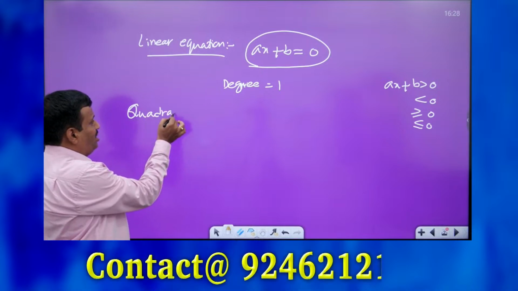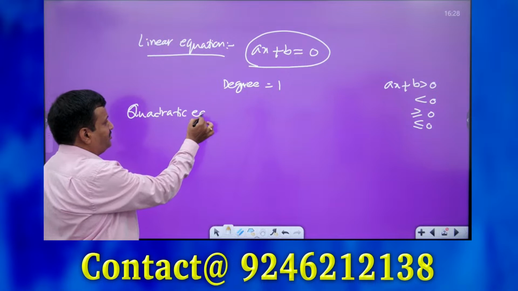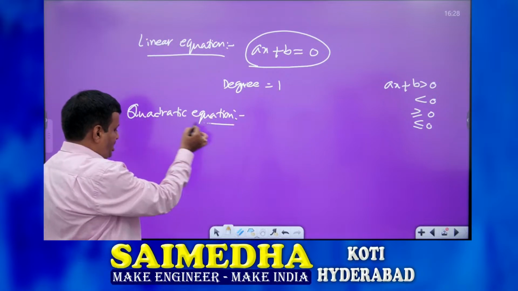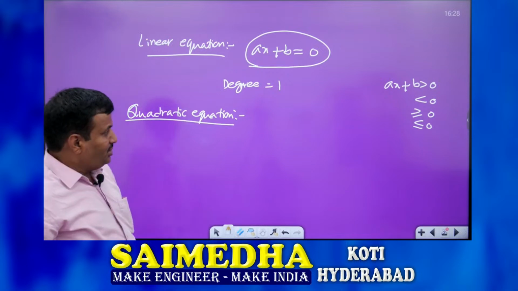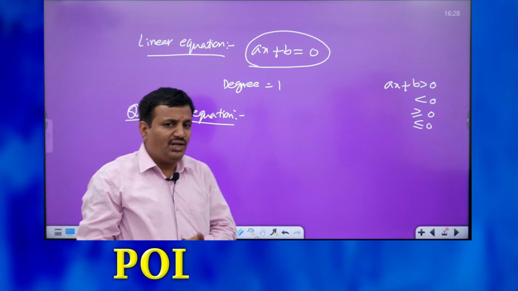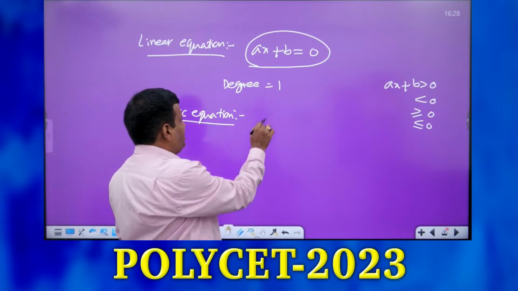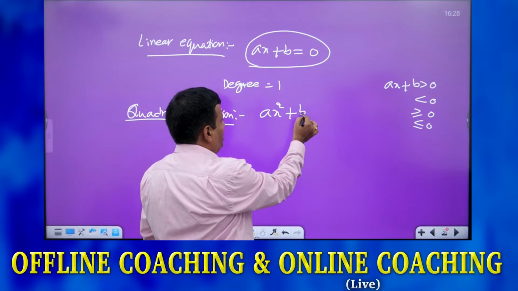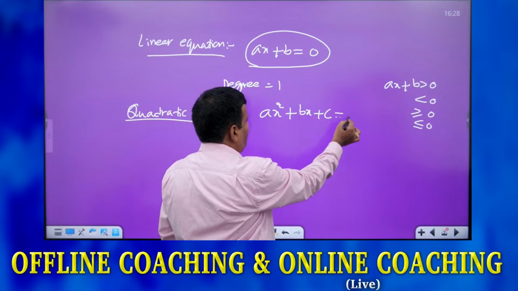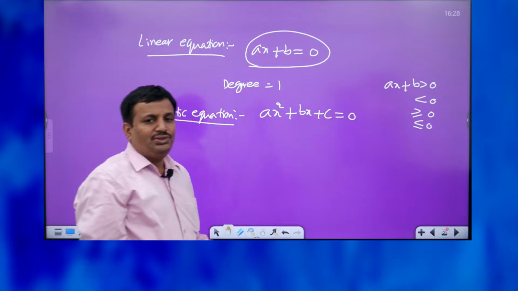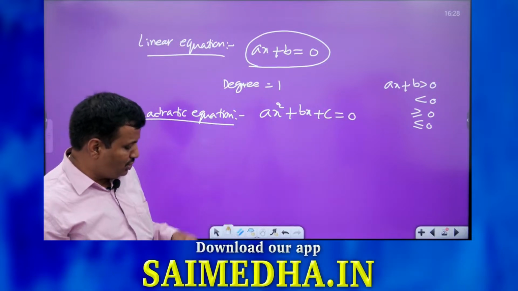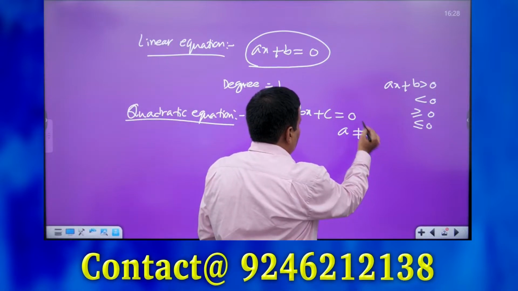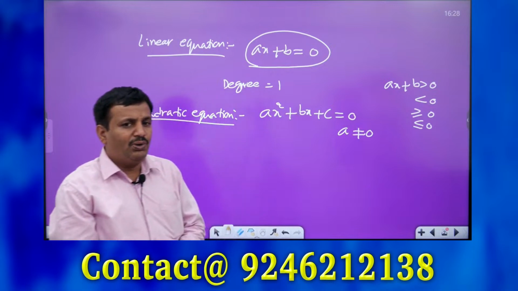Now, what is the quadratic equation? The degree of the quadratic equation is 2. Its general form is represented as ax square plus bx plus c is equal to 0, provided a should not be equal to 0.